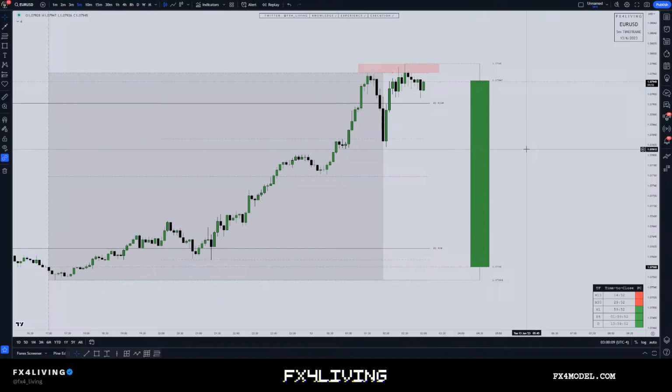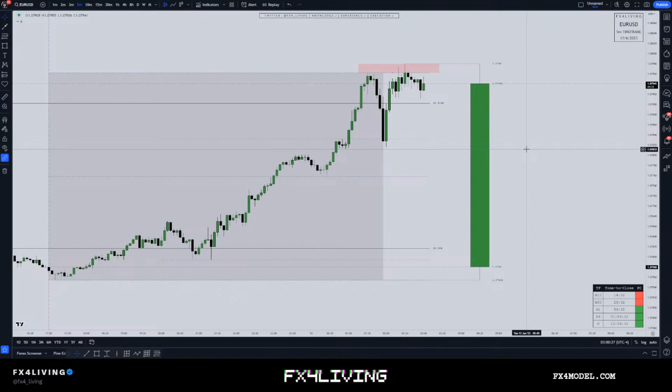FX4LIVING: with your model, my trading skyrocketed. Damn, okay, that's cool. I'm glad to hear that. And it's not over yet, because my model is not public yet. I have shown a couple of people what it is and what it consists of.